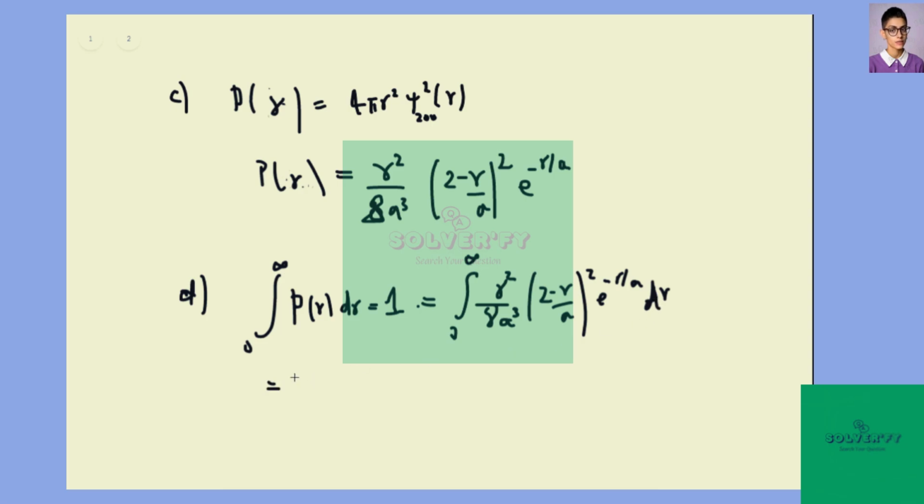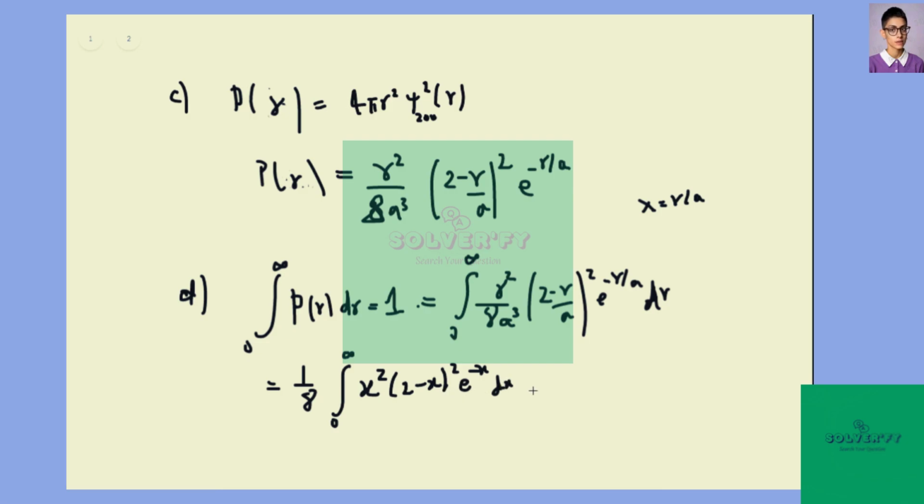Now that's equal to 1 over 8. We'll make a substitution, and the substitution is r over a can be taken as x. So we make a substitution of x is equal to r over a. In that case, this becomes equal to x square into (2 minus x) whole square and e to the minus x dx.